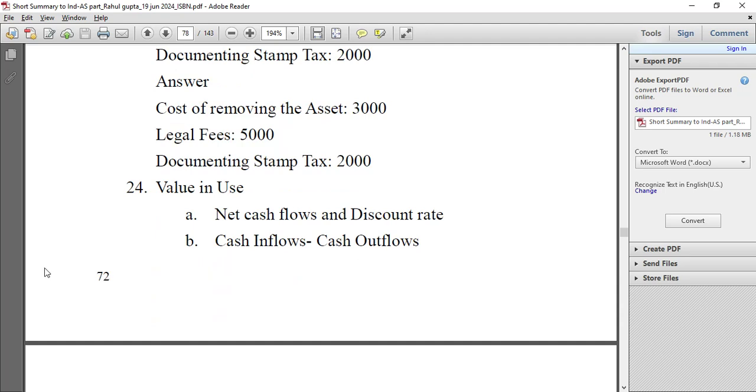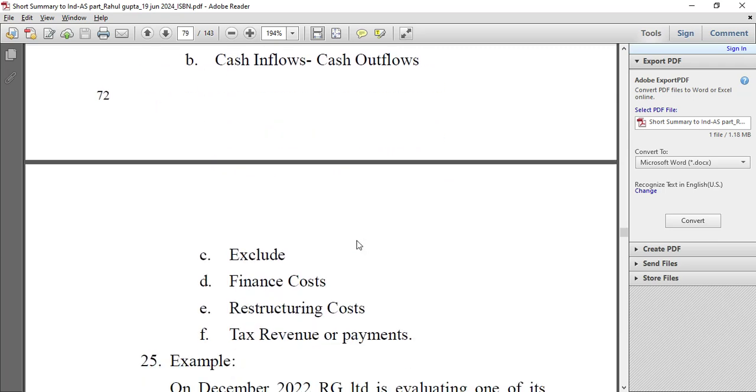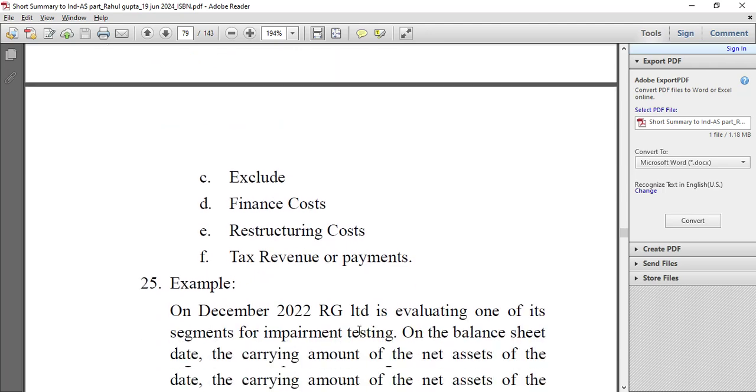Value in use. Value in use is the net discounted cash flows and discount rate, cash inflows minus cash outflows. Exclude finance costs, restructuring costs, and tax revenue or payments.